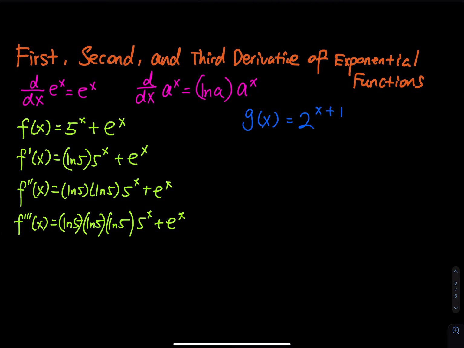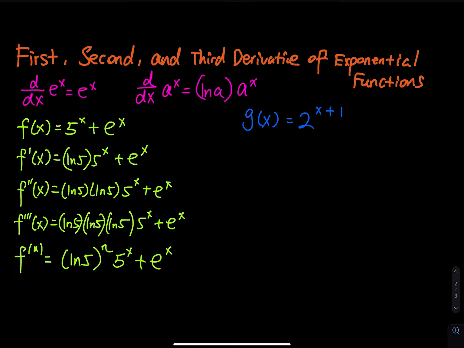Based on this pattern, when we reach the nth derivative, you have ln phi. The second derivative gives you 2 copies of ln phi. The third derivative gives you 3 copies of ln phi. The nth derivative gives you n copies. So we raise that to the nth power, times phi to the x. The e to the x is always e to the x.